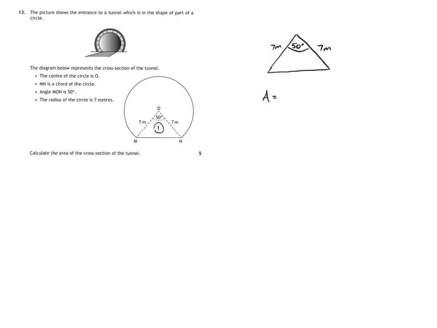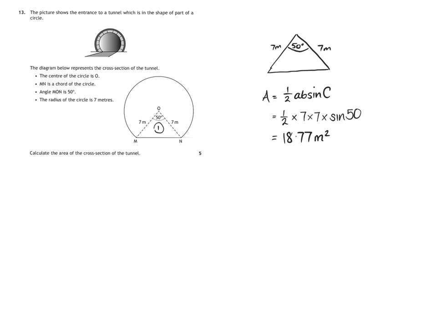So we have the formula, the area equals a half ab sin C. That works perfectly because our angle is right in the middle of those two sides. So we have a half times 7 times 7 times the sine of 50, which gives us 18.77 meters squared. So we found that area.